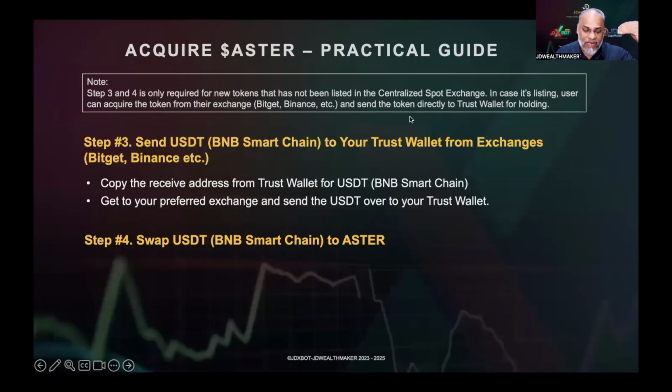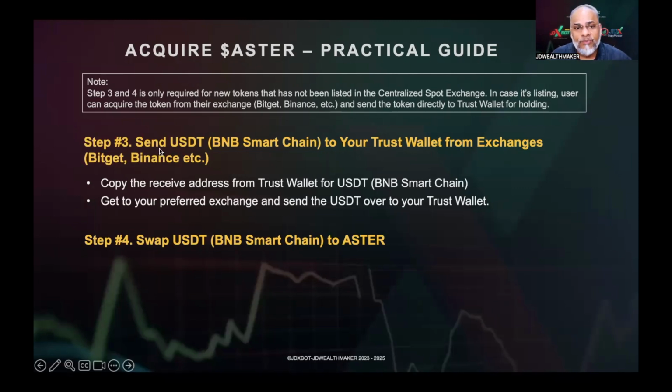But even if you buy in Bitget or Binance or whichever exchange, make sure you send the coin back to your Trust Wallet. What I'm trying to say is, don't mix your investment portfolio with your trading. If you mix them, you will be tempted to convert it to USDT later on. So always keep it separate in a dedicated Trust Wallet. Understand?